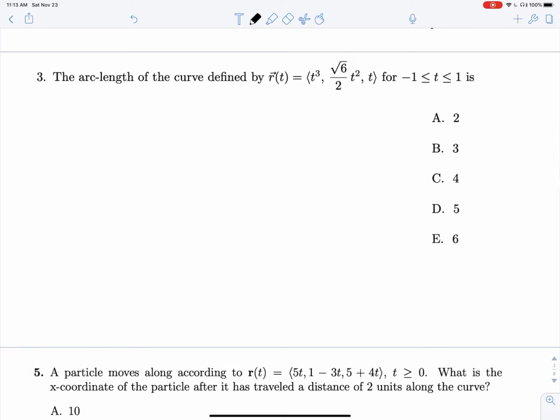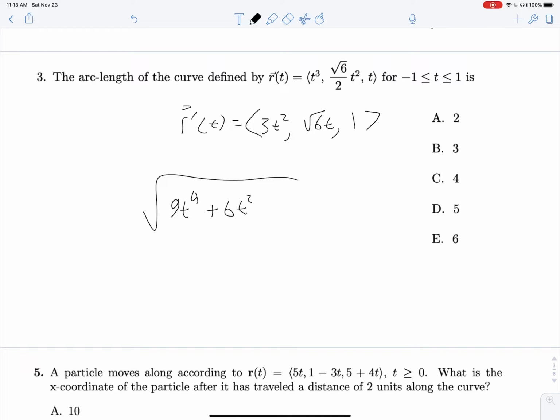Okay, a much more simple one. We can do this one really quick. Our r prime of t is going to be 3t squared, root 6t, and 1. And so our big square root expression is going to be the square root of 9t to the 4th plus 6t squared plus 1. So let's see what we can do with this. Well, this is just going to simplify down to the square root of 3t squared plus 1, squared.